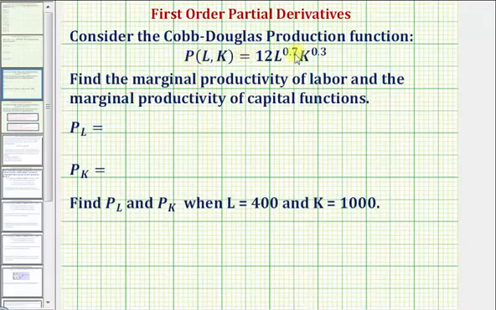We're given a Cobb Douglas production function P of L comma K. We want to find the marginal productivity of labor and the marginal productivity of capital functions, which would be the partial derivative with respect to L and the partial derivative with respect to K. Before we do this though, let's talk more about the Cobb Douglas production function.